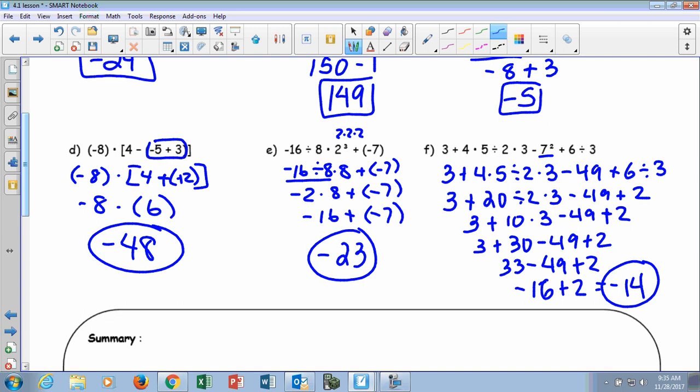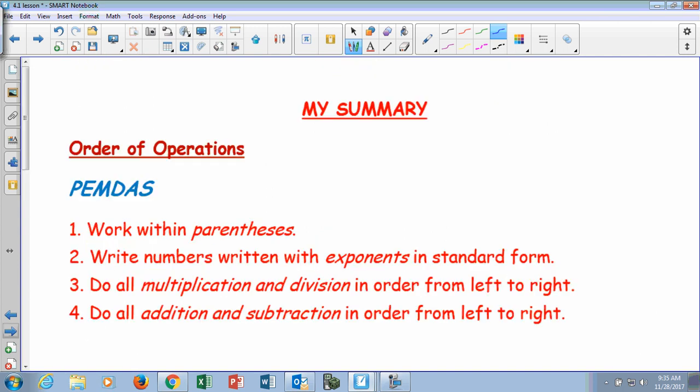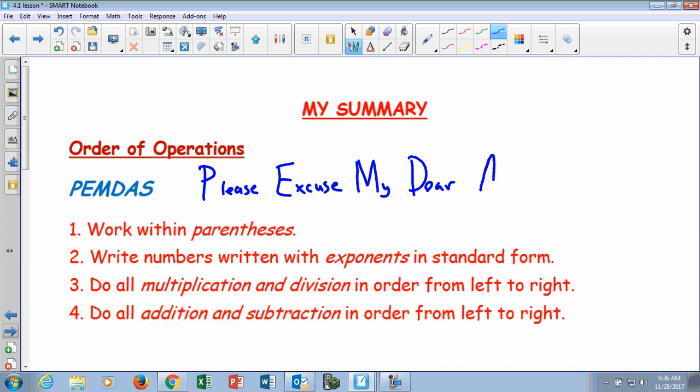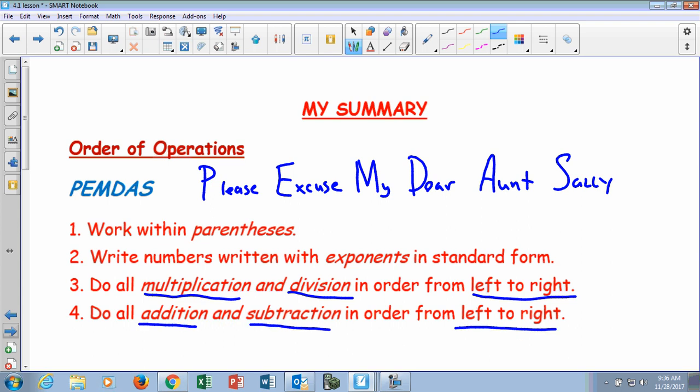All right, go to your back page because I want you to add stuff to your summary. All right, so order of operations. They use the word PEMDAS, which stands for something. Please excuse my dear Aunt Sally. And that helps you remember parentheses, exponents, multiplication, division, addition, subtraction. Okay? And again, when you're doing all multiplication and division, you want to work from left to right. Same thing when you got all addition and subtraction. It's like reading a book. You want to work from left to right.